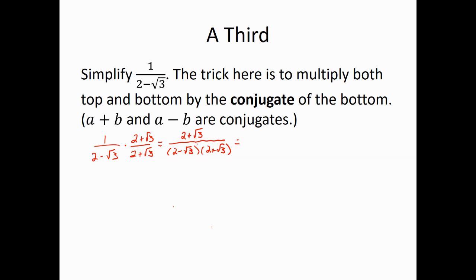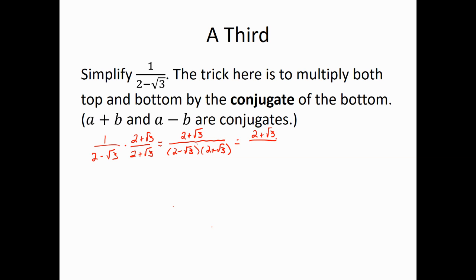We have the two terms 2 and negative root 3, and we have the two terms 2 and positive root 3. So two terms times two terms, which is a binomial times a binomial. And you were taught to do this in some way or another. Perhaps you were taught the FOIL method, first, outer, inner, last. That's not the way that I actually prefer to do these.